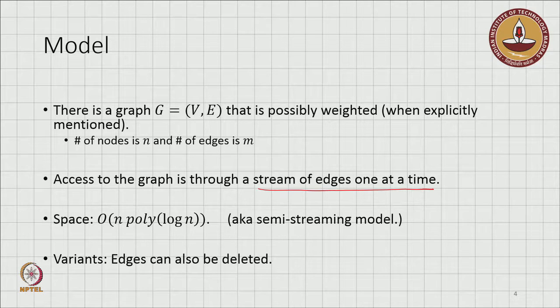Okay. And we see one edge at a time, and after we've seen that edge, we have to let go of that edge, and the next edge shows up. We have to process that edge, and then we let go of that edge, and then the subsequent edge shows up, and so on. And as we run through the edges, we're allowed some space, but we're limited to space of the order of n times a polynomial in log n.